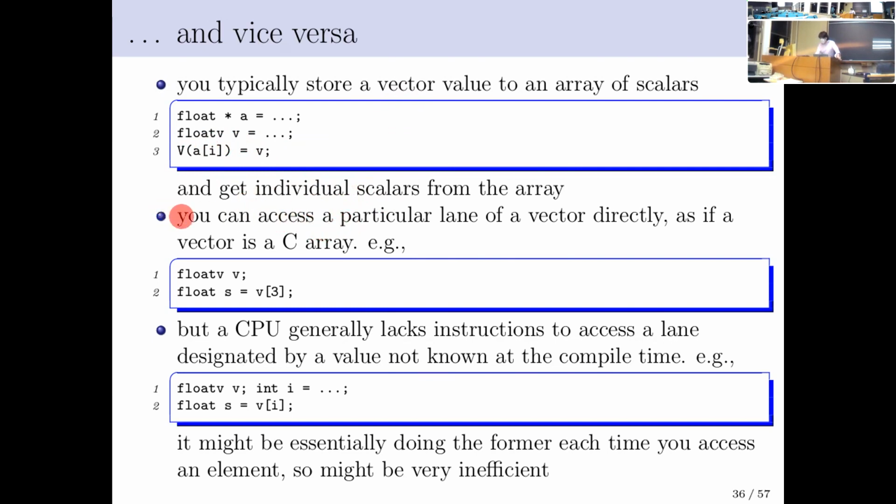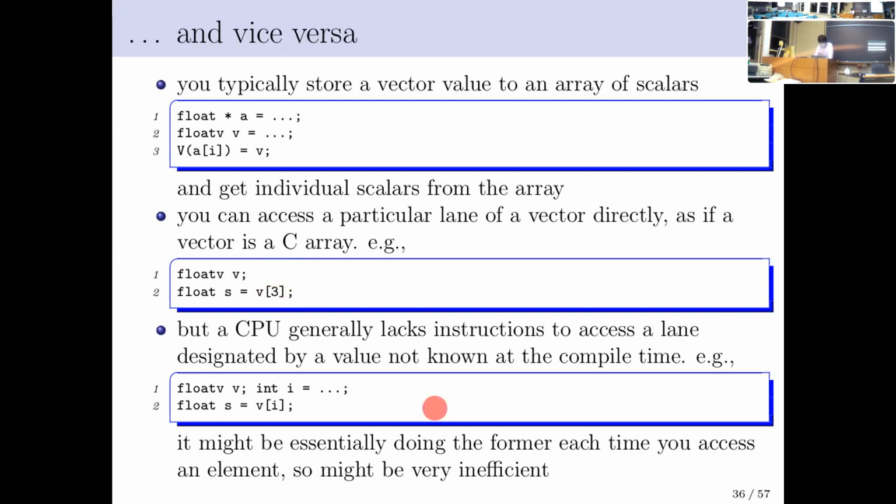As a matter of fact, you can access a particular lane of a vector directly, without going through another array of scalars, just like this. You can directly get, for example, the fourth element of this vector of floats, as if it is an array. But it is in fact not an array. This is another language extension supported by the compiler.